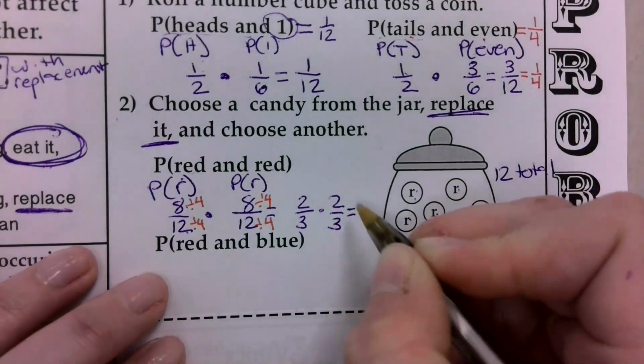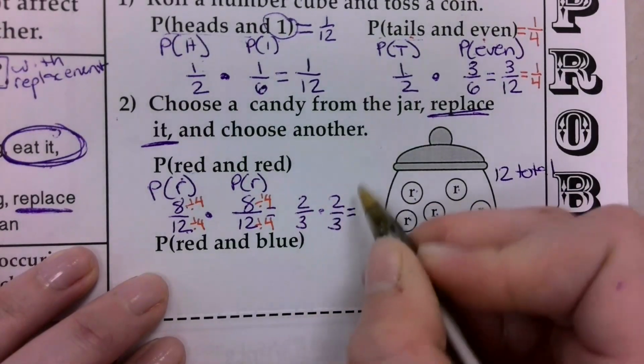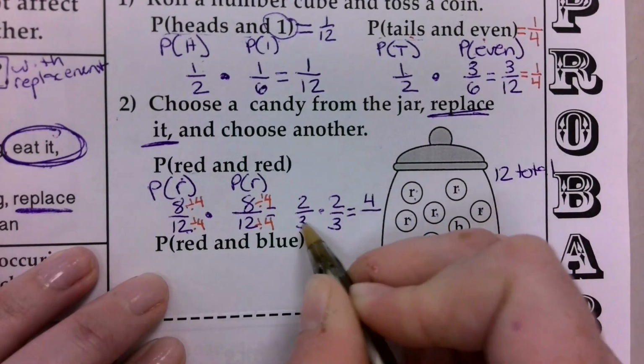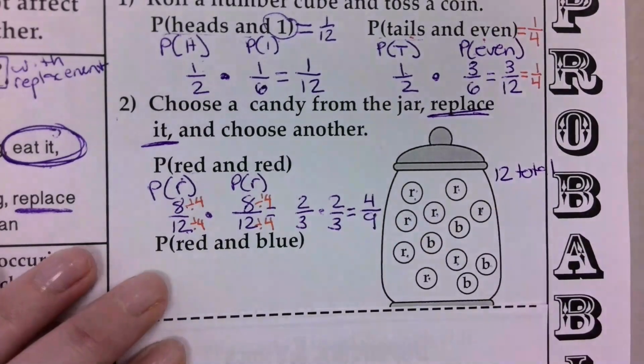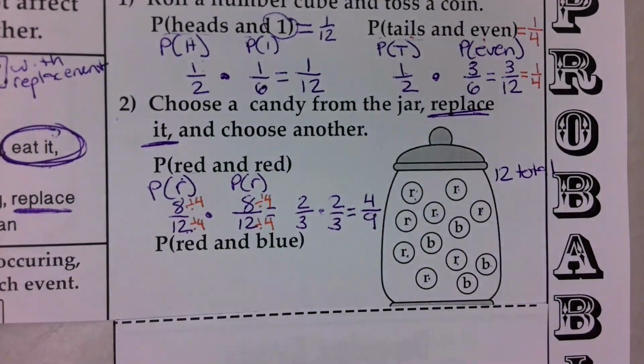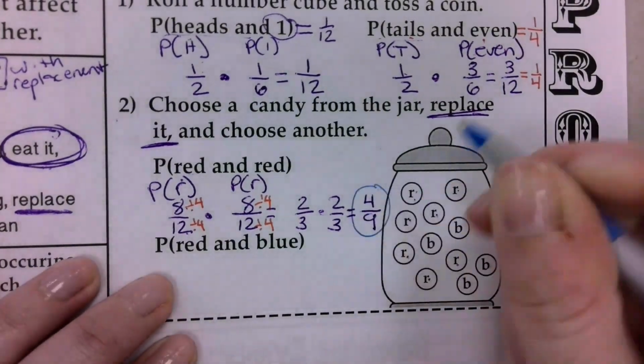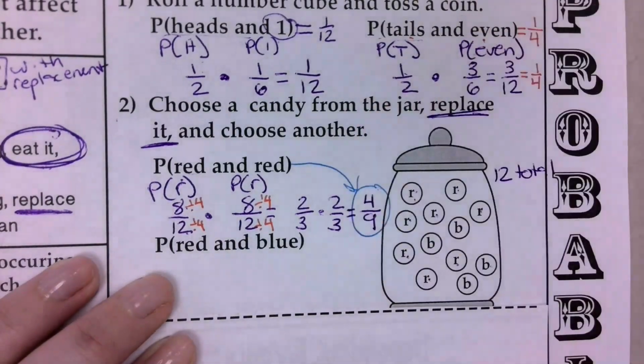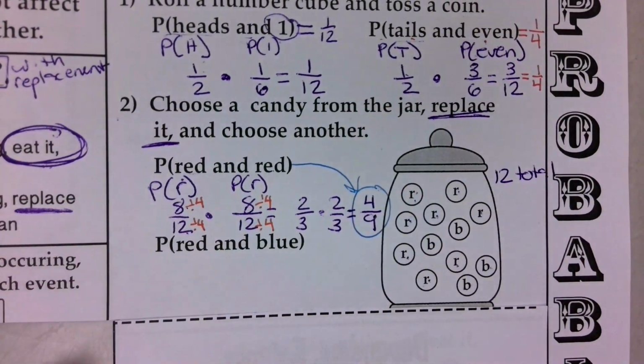Let's go ahead and multiply across. 2 times 2 is 4. 3 times 3 is 9. Can we simplify that fraction? Nope. So that's our answer. The probability of drawing 2 reds in a row would be 4/9.